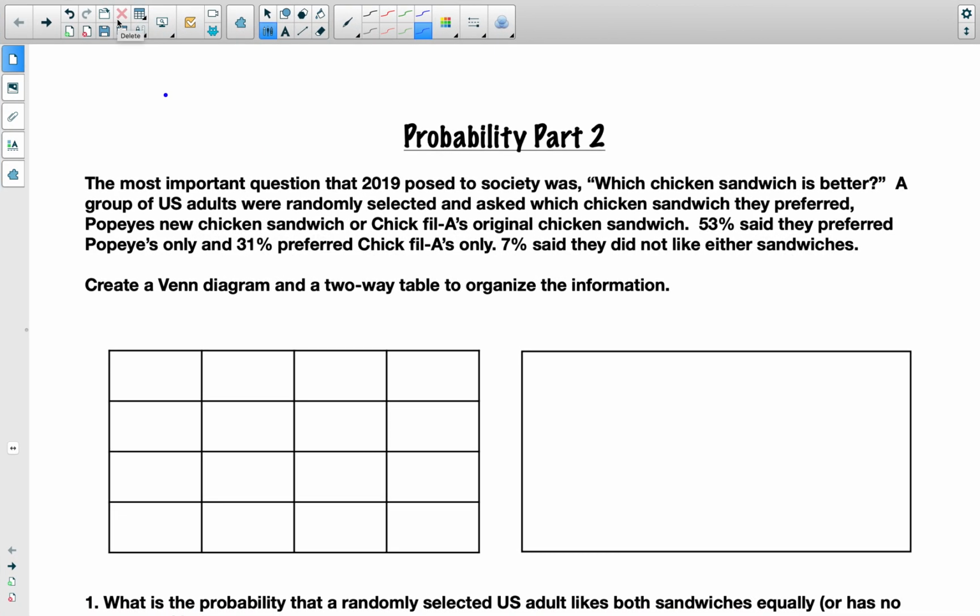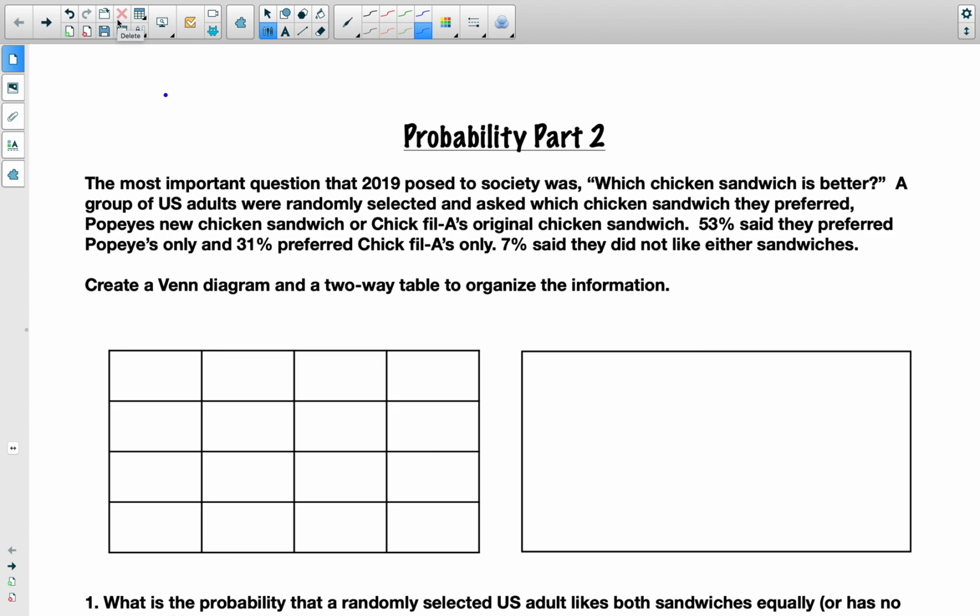Today we're going to discuss some more probability concepts, namely two events, and how to organize the probabilities of them occurring into either a two-way table, also called a contingency table, or a Venn diagram. So let's start off with this scenario.